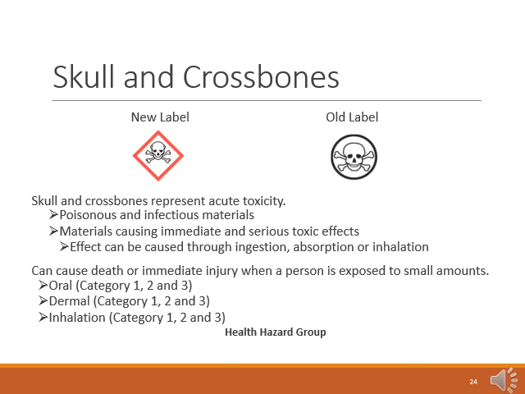Skull and crossbones pictogram. With the new pictogram on the left, it can be compared with the old pictogram on the right. Skull and crossbones represents acute toxicity, poisonous and infectious materials, materials causing immediate and serious toxic effects. Effects can be caused through ingestion, absorption, or inhalation. Can cause death or immediate injury when a person is exposed to small amounts. For oral, Category 1, 2, and 3. If dermal, Category 1, 2, and 3. And for inhalation, Category 1, 2, and 3. This is a health hazard group.